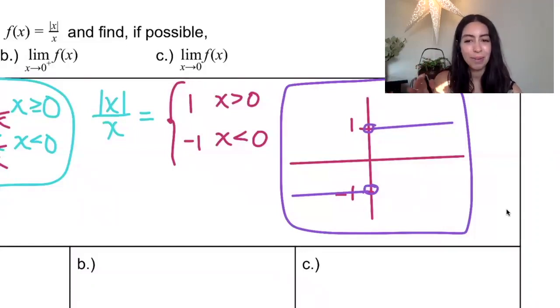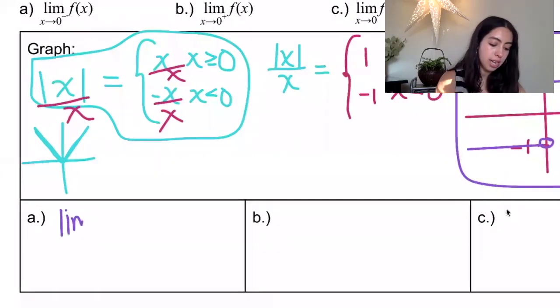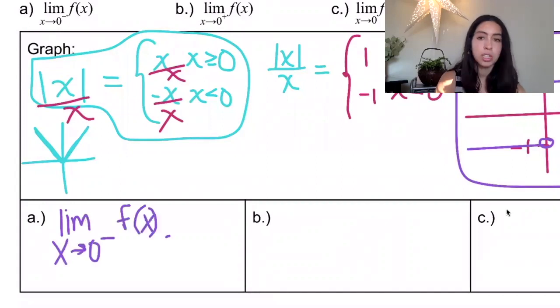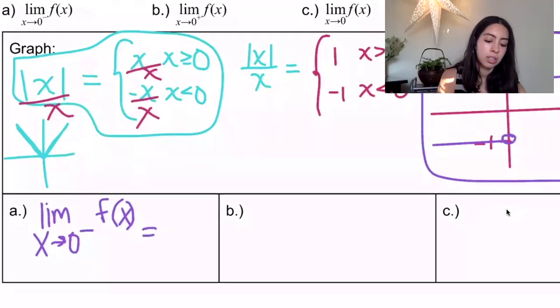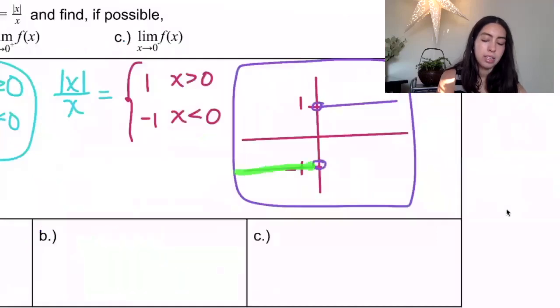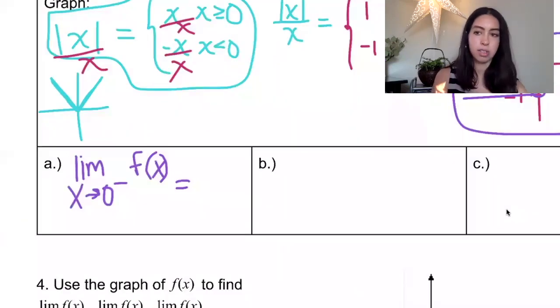Now let's talk about the limits. So the first one is the limit as x goes to 0 from the left of our function f of x, or absolute value of x over x. So I'm going to just follow the graph. From the left side, I see that it's approaching negative 1. So I'm going to say that my limit from the left is negative 1.